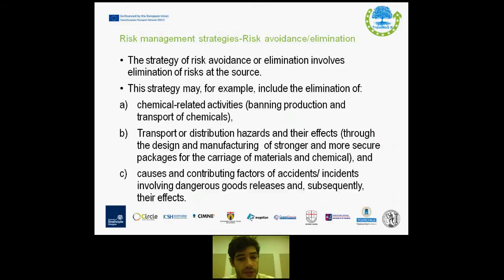Moving on, the strategy of risk avoidance and elimination. This strategy involves the elimination of risk at its source. The strategy may, for example, include the elimination of chemical-related activities by banning production and transport of chemicals, the elimination of transport or distribution hazards and their effects through the design and manufacturing, let's say, of stronger and more secure packages for the carriage of materials and chemicals, while finally the elimination of causes and contributing factors of accidents and incidents involving dangerous goods releases and subsequently their effects and consequences.